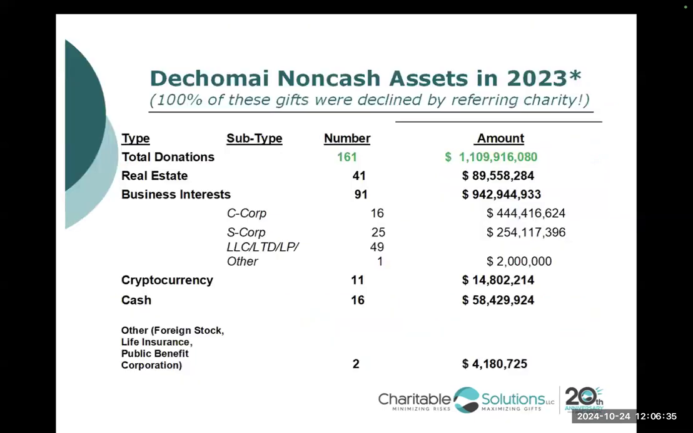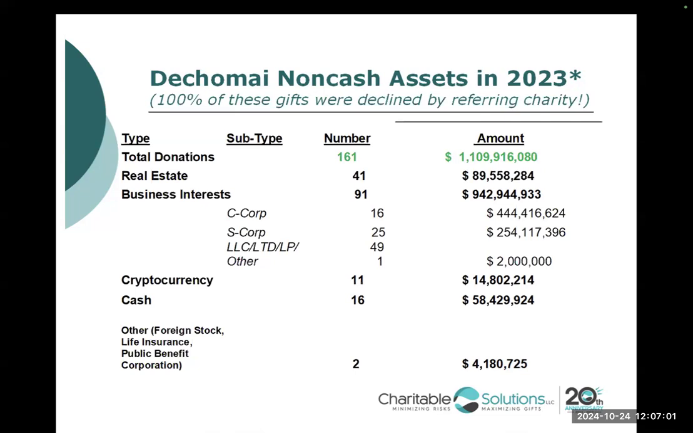With that in mind, I'll go quickly to Decami's activity. Now, this is last year. This is 2023 activity. As is literally underlined there, 100% of these gifts were declined by the referring charity. So when we talk about making gifts happen that otherwise wouldn't, this is that in action. 161 donations that otherwise would not have happened at 1.1 billion in total value.